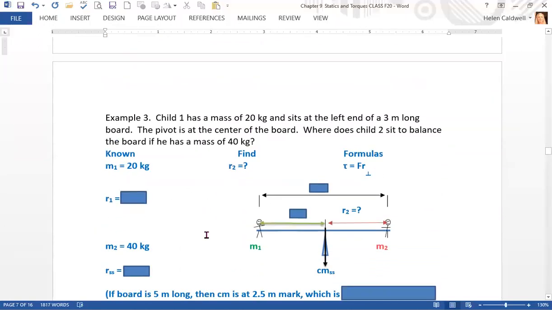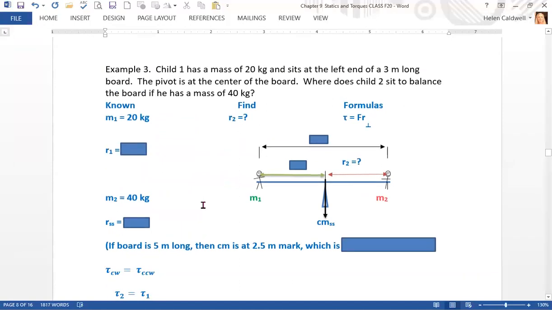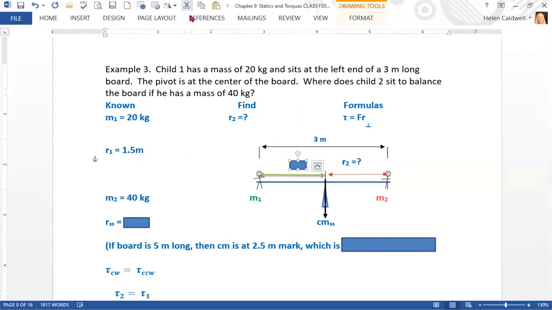Let's change the masses up. We're going to make child mass 1 have a mass of 20 kilograms, and he's going to sit on the left end. The board is now 3 meters long, not 5, but oh, I lied. That's supposed to be 3 meters long. So R1 is going to be, I bet my numbers are wrong then. R1 is not going to be 2.5, it's going to be 1.5. You see, I cut and pasted. So R1 is 1.5, not 2.5. What was I thinking?